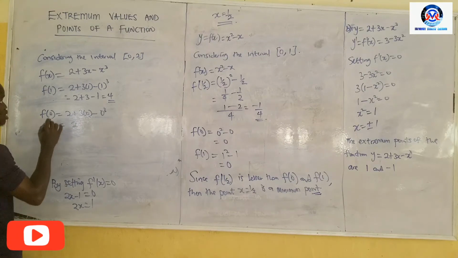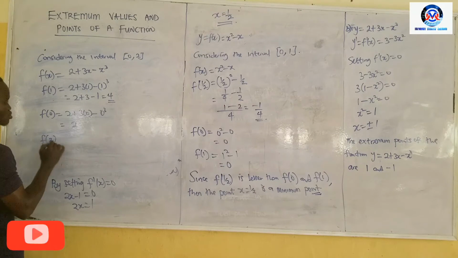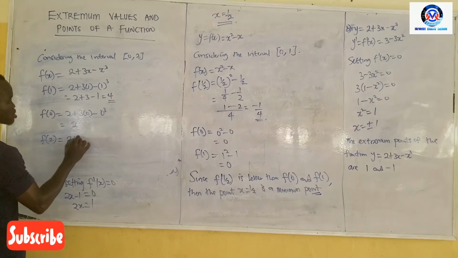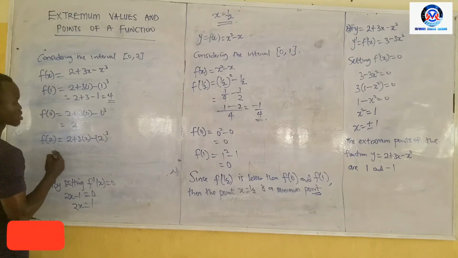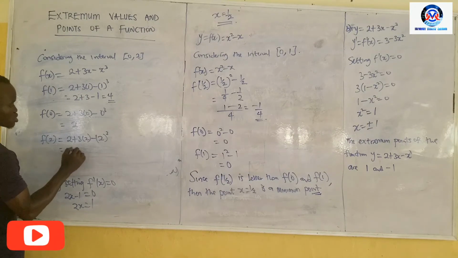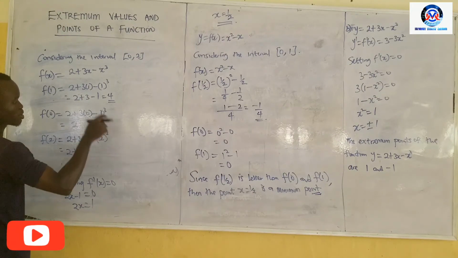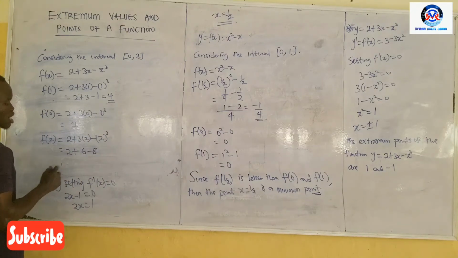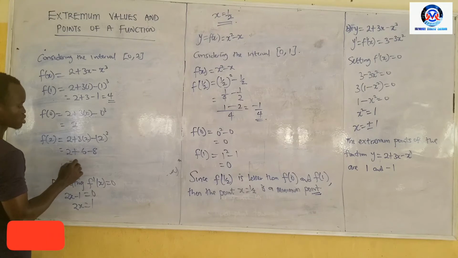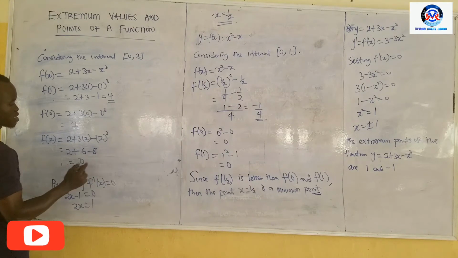Evaluating the function at the point x equals 2, we have 2 plus 3 into bracket 2 minus 2 cubed, right? And this is 2 plus 6. 2 raised to power 3 is simply 8. This is minus 8, right? And evaluating this, we have this to be 0. 2 plus 6 is 8 and 8 minus 8 is 0.